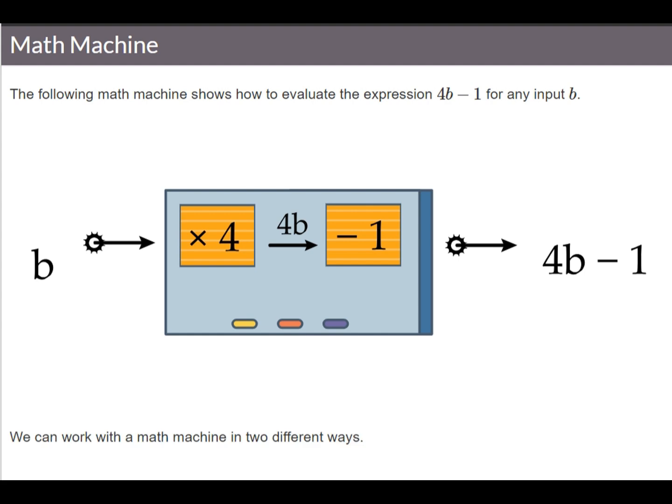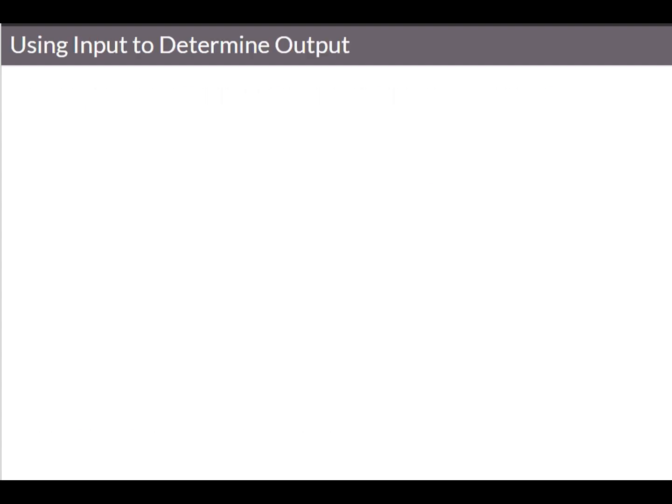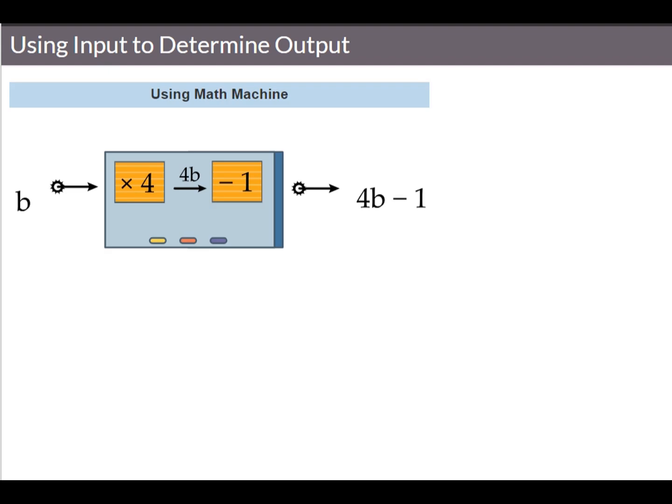What is interesting is that we can work with a math machine in two different ways. First, if we are given the input, then we can determine the output. For example, consider the math machine which represents the expression 4b subtract 1. If b equals 3, then input 3 into the math machine and follow the steps to determine the output. So 3 times 4 is equal to 12, and 12 subtract 1 is equal to 11. Therefore, if the input was 3, then 11 will be the output.